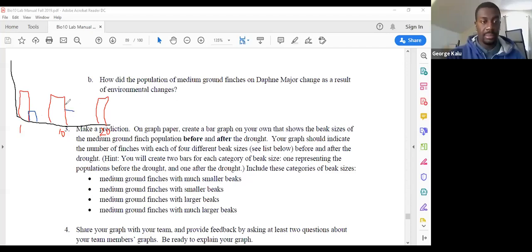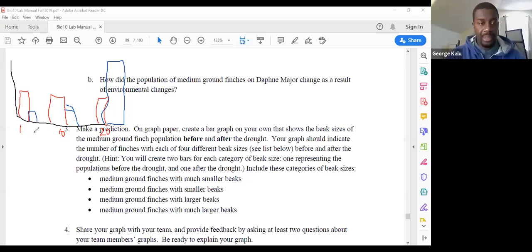Maybe the medium ones might survive a little bit kind of here. And then the larger ones are going to increase dramatically, right? So they might be way up here. So you might have a huge portion of birds that have larger beaks than the smaller beaks, right? So that's our graph here.